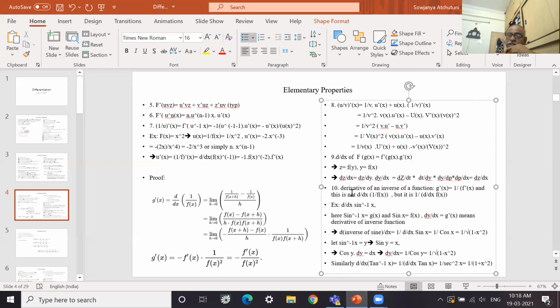So now let's understand differentiation of an inverse function. Suppose sine inverse x, cos inverse x, tan inverse x: the differentiation of an inverse function is nothing but 1 by the differentiation of the direct function. Let us say d by dx of sine inverse x. It is nothing but 1 by d by dx of sine x, which is 1 by cos x. What is cos x? When sine inverse x is, let us say, y, then sine y is x. So cos y is root of 1 minus x square.